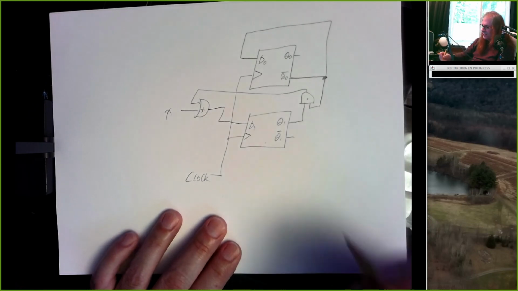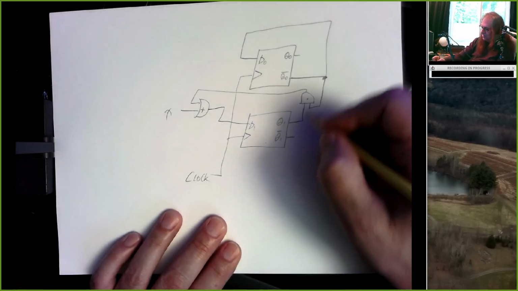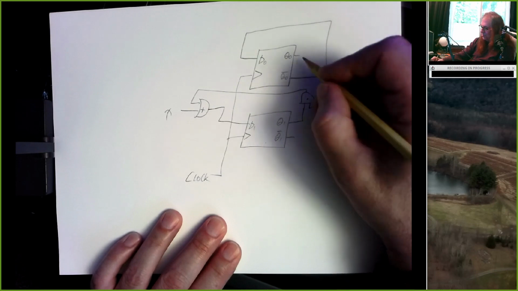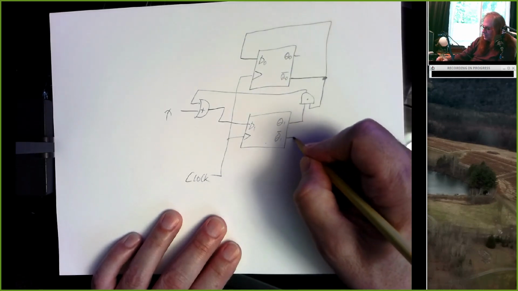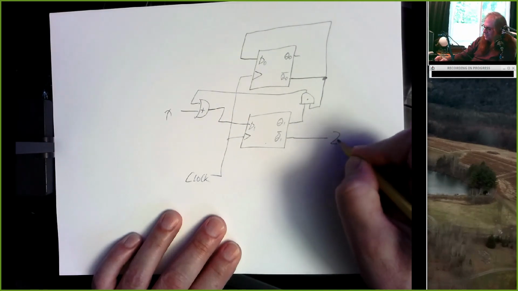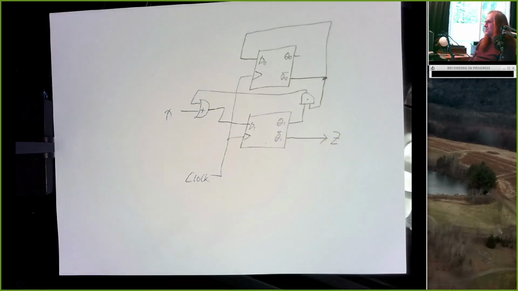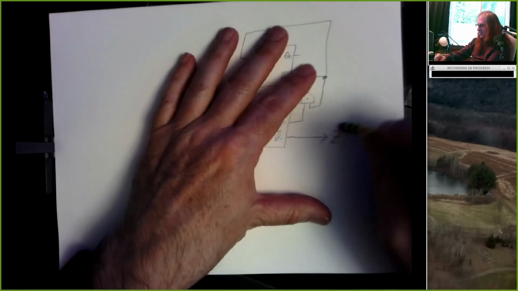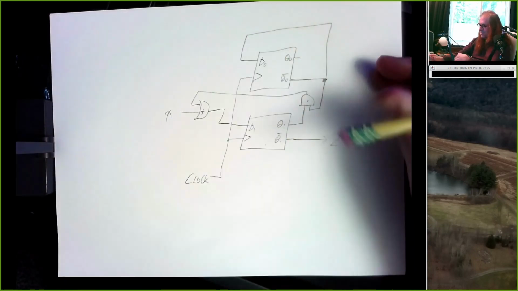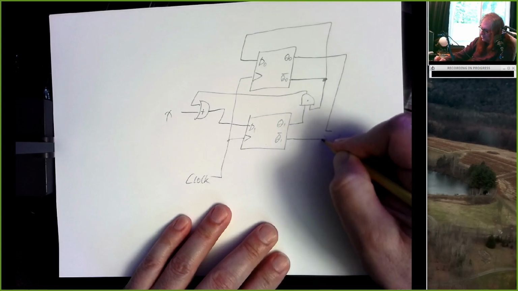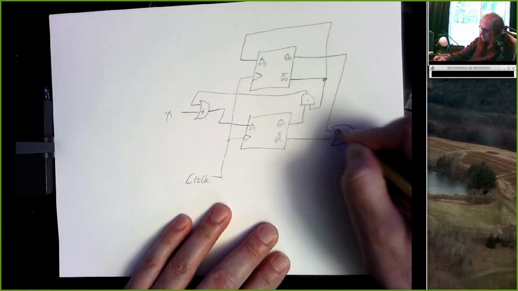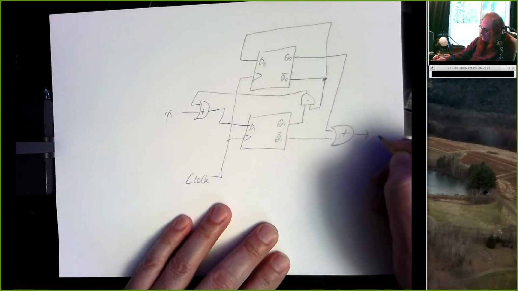And I'll take, what do I do here? I'll take Q1 bar and call that Z. So there's my output. Yeah, I'll make it more interesting. I'll do an OR gate: I'll take Q0, OR it with Q1 bar, and call that Z.